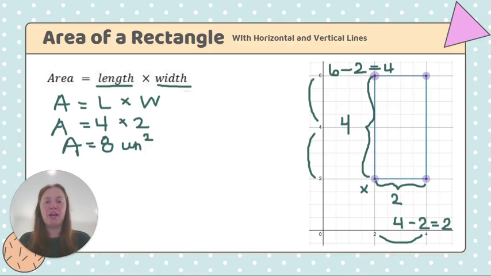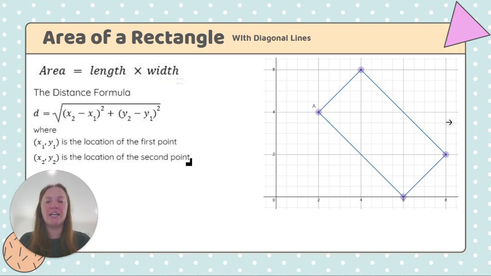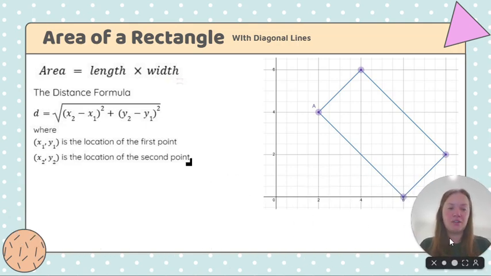Okay, so this is how we would find the area of specifically a rectangle that has its sides on a vertical or a horizontal line. You can see it, you can count it super easily. Now, what happens if we're on a diagonal? If we are on a diagonal, we are going to need to use the distance formula.